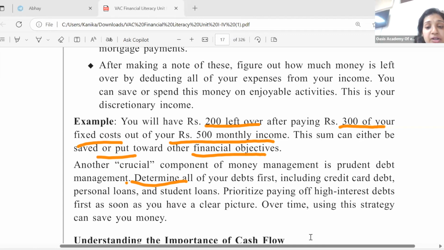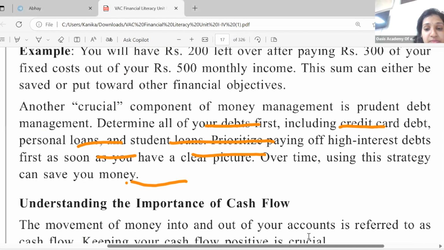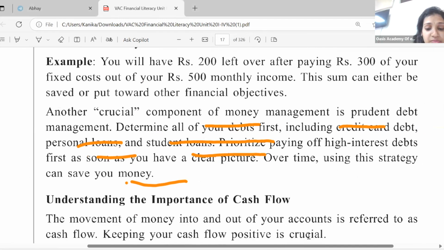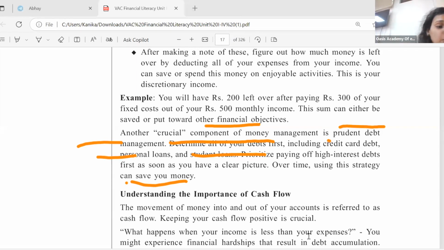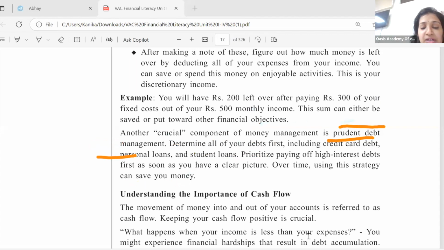Another important part of money management is prudent debt. What is prudent debt? It means all the debt which you have incurred, like personal loans. When you have taken any loans, you have to pay interest on it.